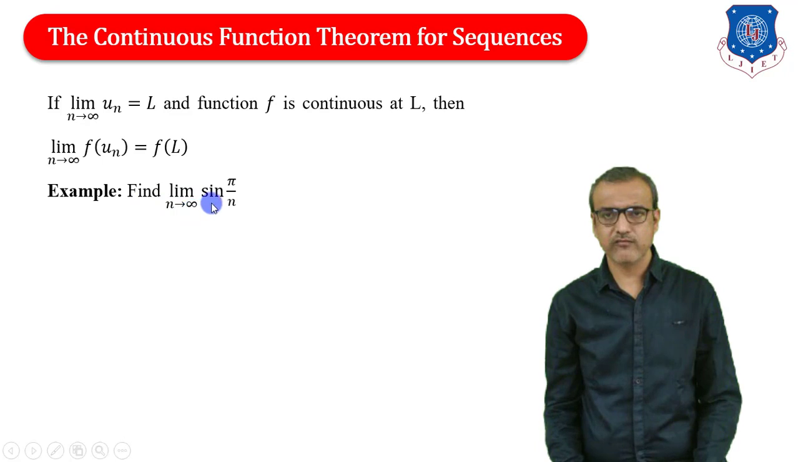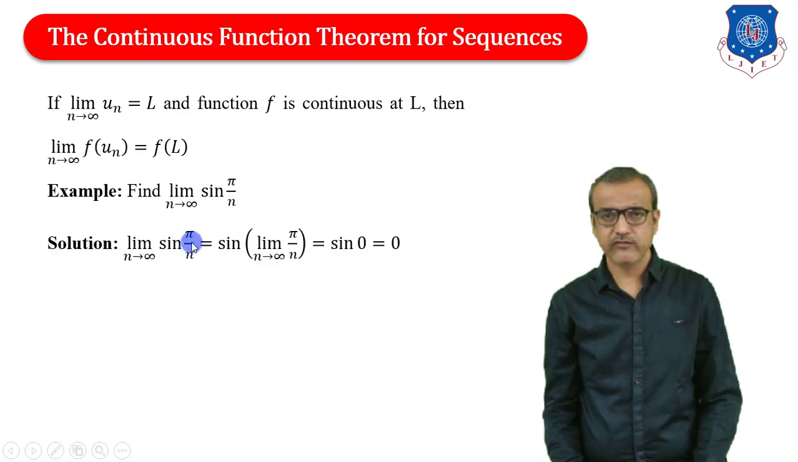Find limit as n tends to infinity of sine(pi by n). So limit as n tends to infinity of sine(pi by n) equals sine. We will write this function outside the limit according to the continuous function theorem. So we have sine of limit as n tends to infinity of pi by n, and as you know, as n tends to infinity, 1 upon n tends to 0. So it will become sine 0, and the value of sine 0 is 0.